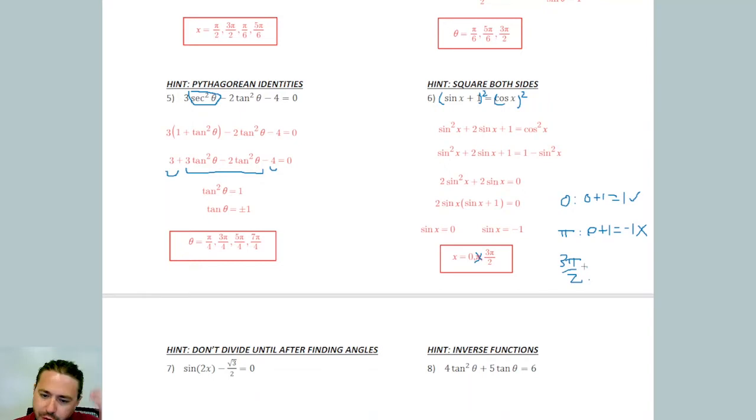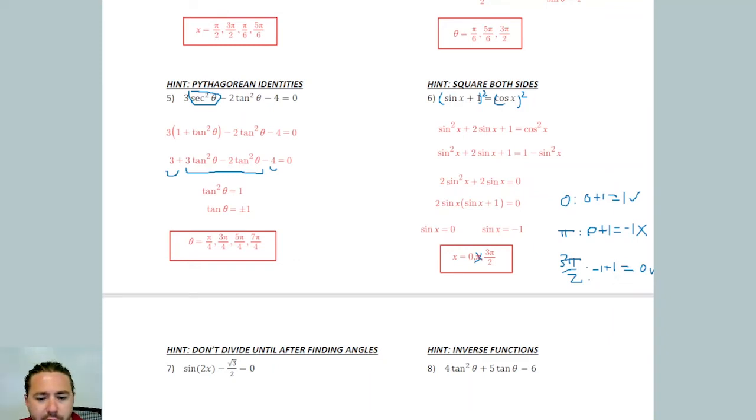And then finally for 3 pi over 2, sine of 3 pi over 2 is going to be negative 1, plus 1 is 0, and then cosine of 3 pi over 2 is 0. So we got negative 1 plus 1. Does that equal cosine of 3 pi over 2, which is 0? And yes, it does. So we just have these two solutions, and pi is not going to be a solution.